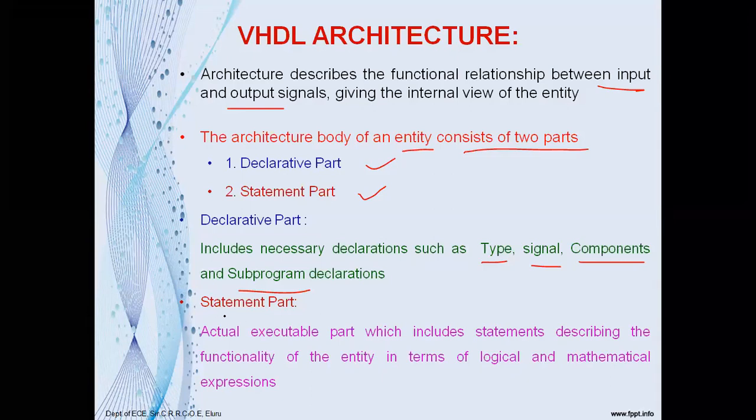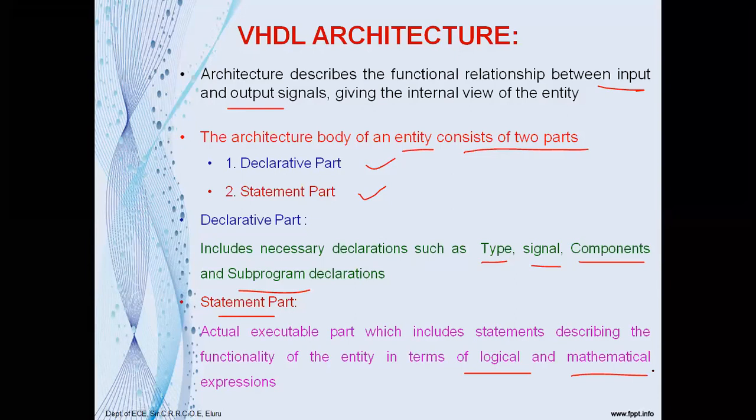The statement part of the architecture body describes the behavior or the functionality of the entity in terms of logical expressions or mathematical expressions. Simply, the statement part of the architecture consists of statements, and the statements are of different types: concurrent assignment statements and sequential assignment statements.